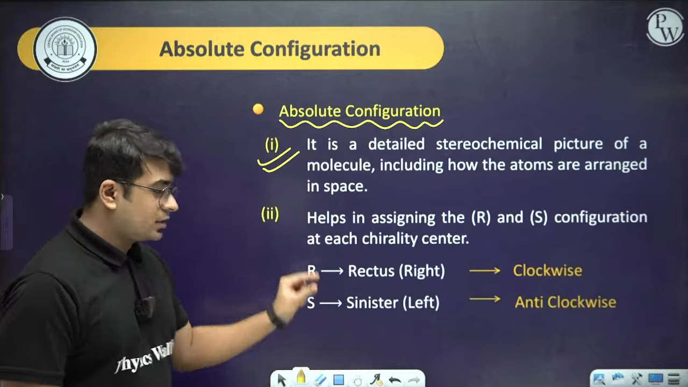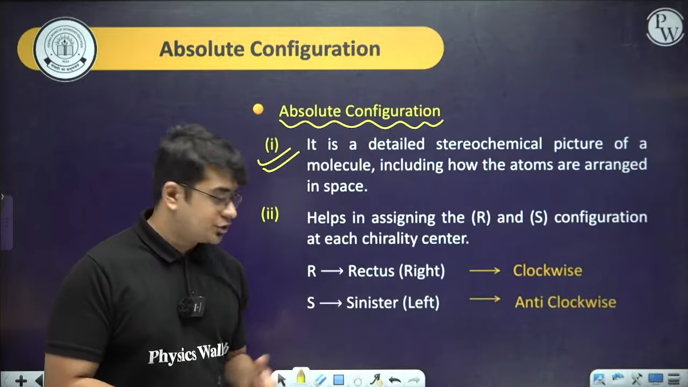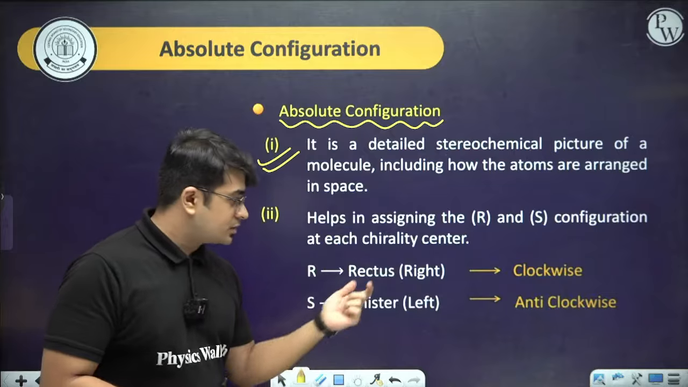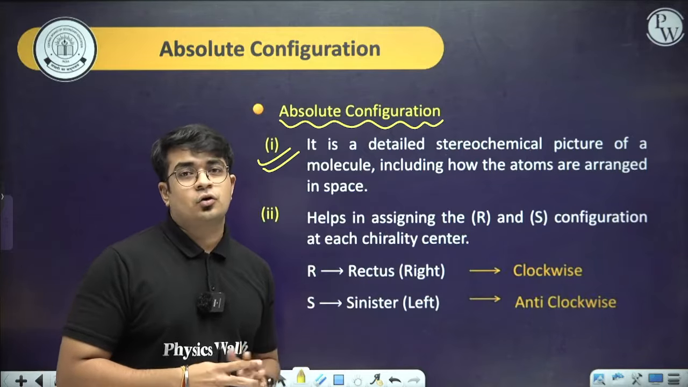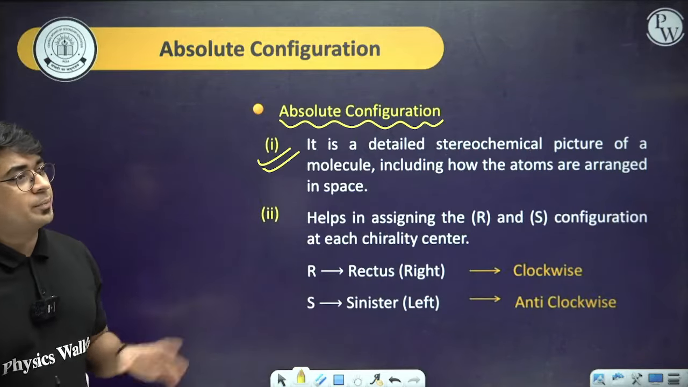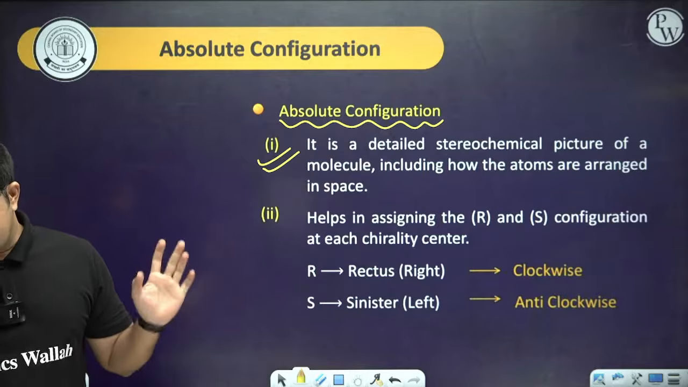R is rectus, which is right side, clockwise rotation. S is sinister, which is left or anti-clockwise rotation. I hope up to that part everything is clear to everyone. Just have a look at it.